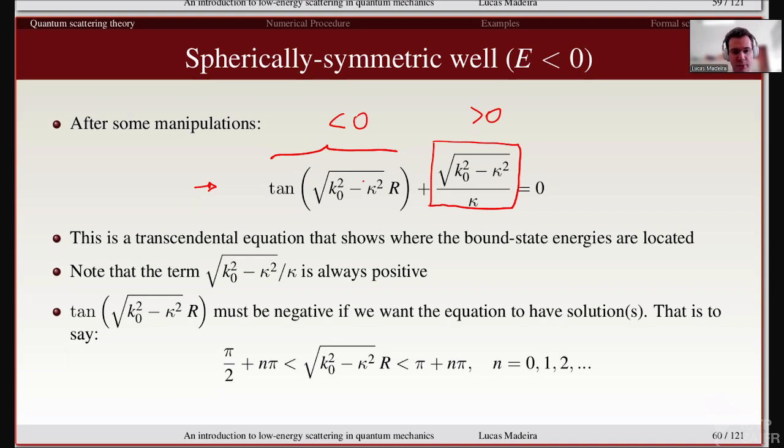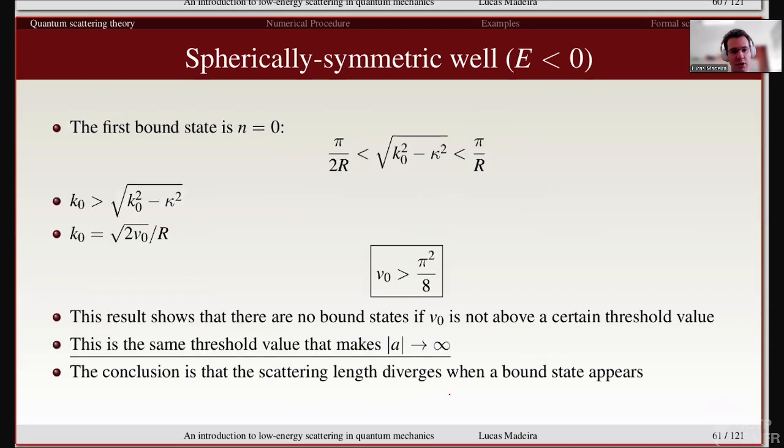So if we want a tangent to be negative, we can write the intervals where a tangent is negative. So the conclusion is that the argument here of this tangent has to be between those two values, pi over 2 and pi, or pi over 2 plus pi, between that and 2 pi, and so on. So this argument here has to be between those two limits here, given by the fact that this is the argument of a tangent, okay? So where is the first bound state? That happens when n equals 0, meaning that the condition for this first bound state is this one. It has to be between those two values.